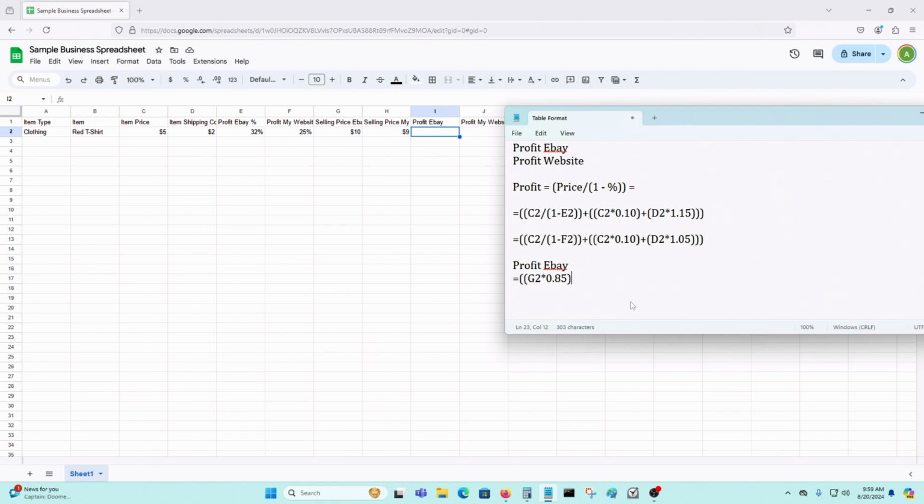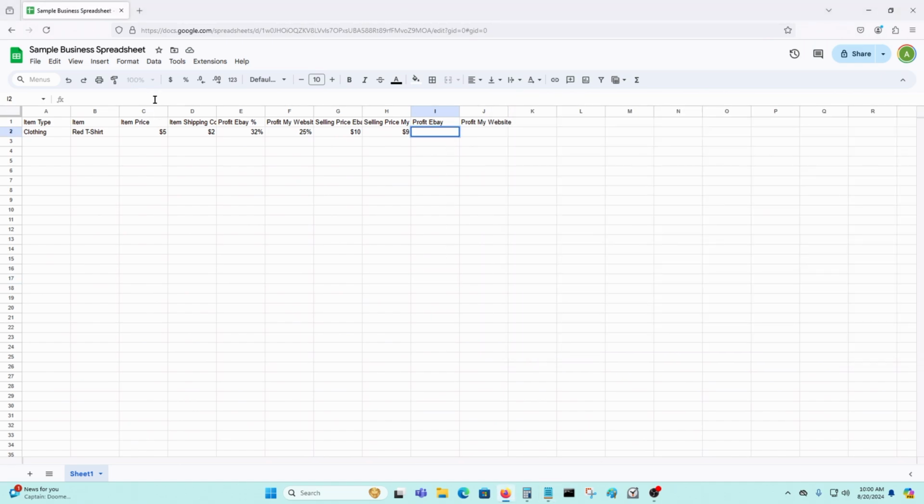Minus the cost, which is C2. Of course, I have to pay sales tax, right? I'm paying sales tax on that. And D2, which is the shipping. That should give me my profit for eBay. $1 profit for eBay, okay?